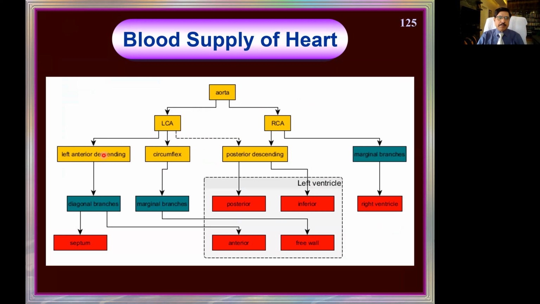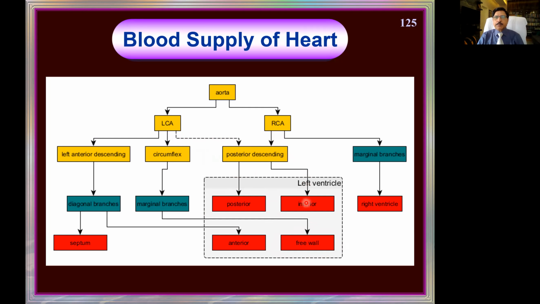Left anterior descending branch gives the diagonal branches, also supplies the septum, and this supplies the anterior part of the heart. So the circumflex artery gives the marginal branches, and these marginals supply the free wall, which is called the left wall of the heart, and also the apex of the heart. The posterior right coronary artery gives rise to the posterior descending artery. This posterior descending artery can be from the right coronary or directly from the LCA, and this posterior descending artery can supply the posterior part of the heart.